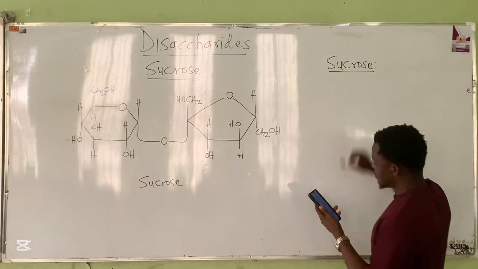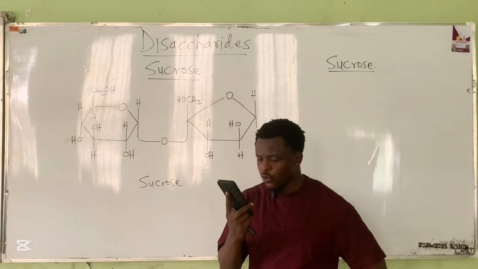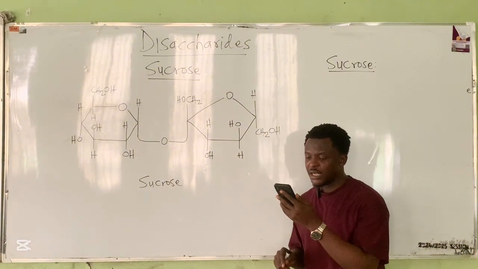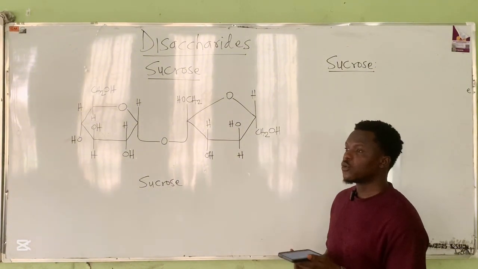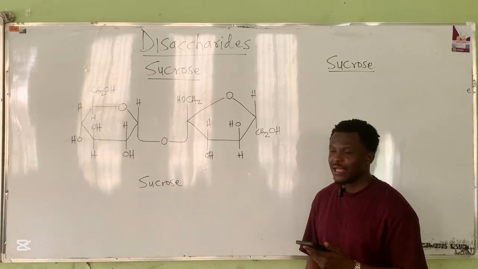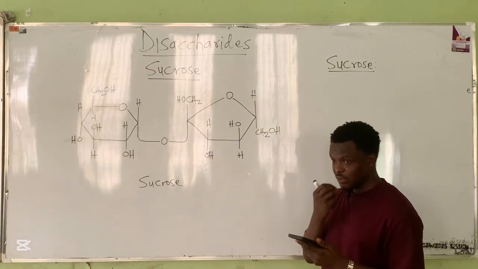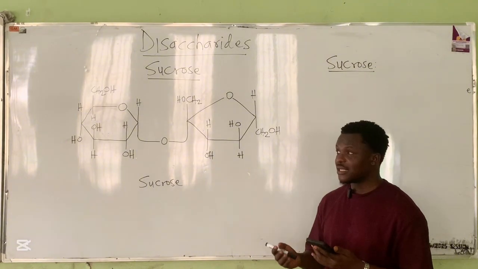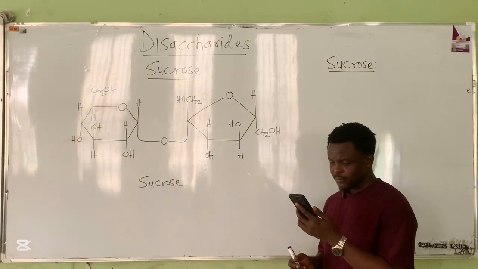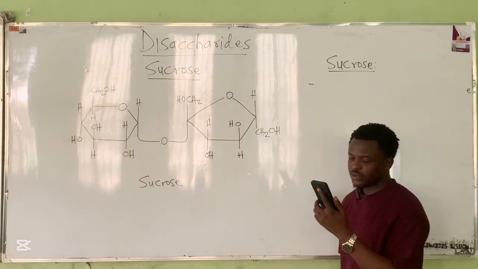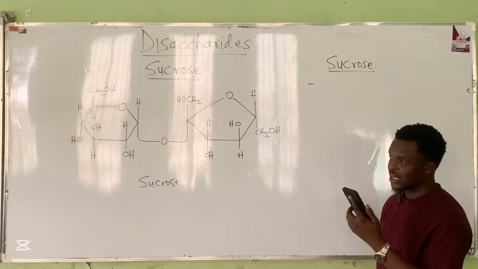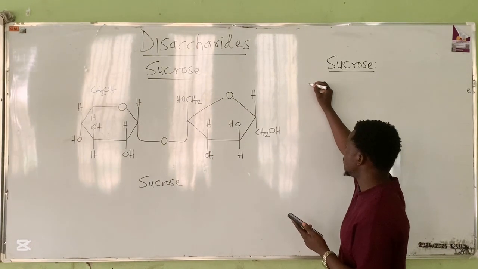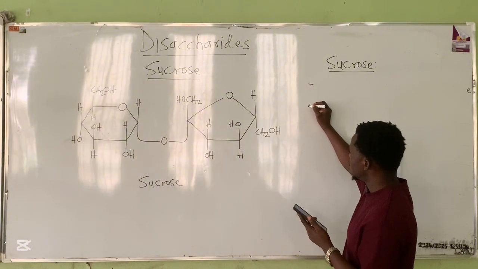So please look up, let's take sucrose. Sucrose is present in cane sugar. That means if you eat sugar cane, that is what they use in making table sugar. On hydrolysis, sucrose gives glucose and fructose.